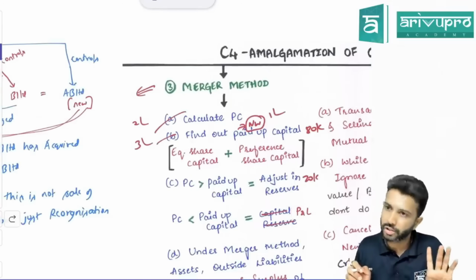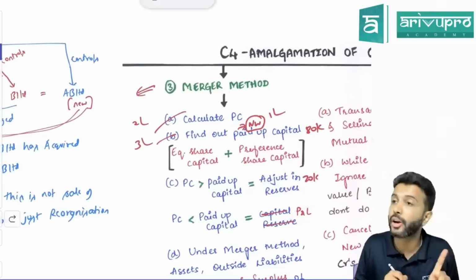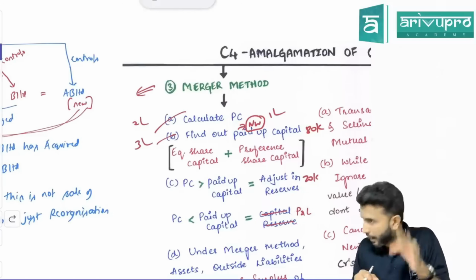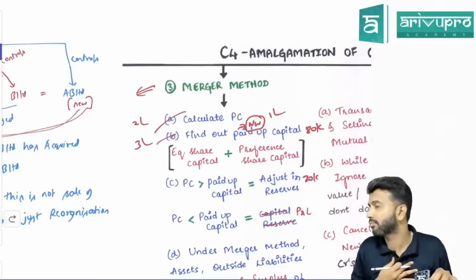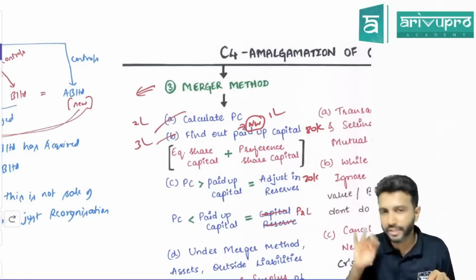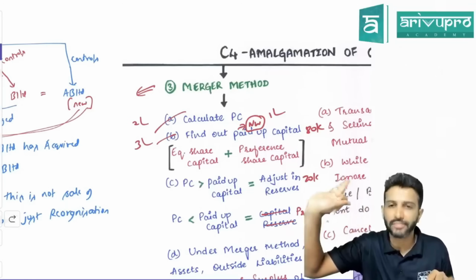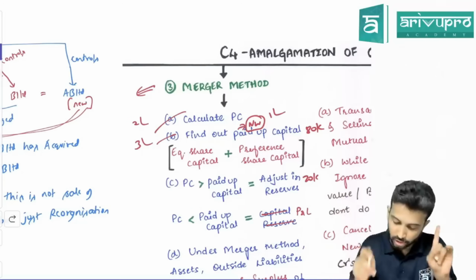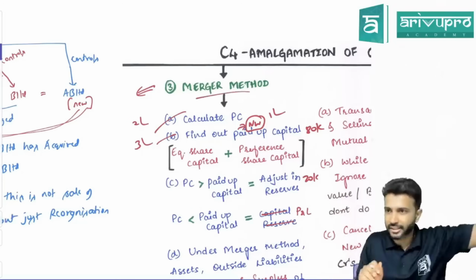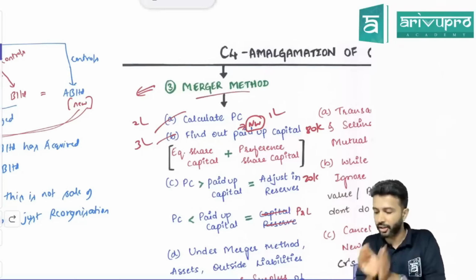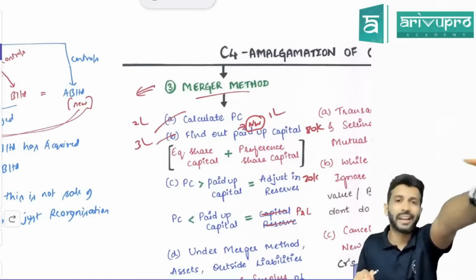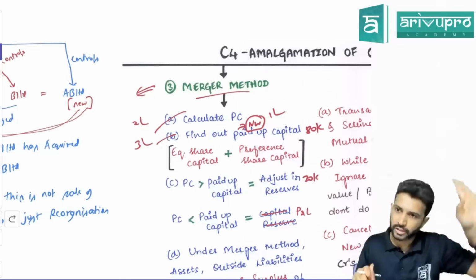There's one change. Is that okay? Don't transfer it to capital reserve, transfer it to P&L. In my view, it should have been capital reserve, but what I think has no value. What study material says, that's all we need to do. This is only for merger method. Purchase method is the same. Only in merger method, instead of transferring it to capital reserve, transfer it to P&L. Okay. Fine.